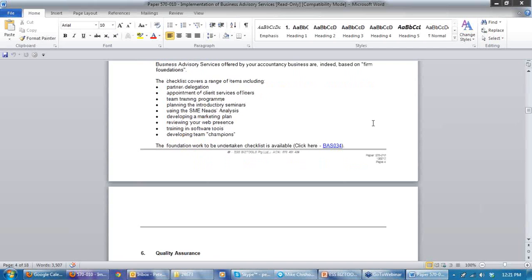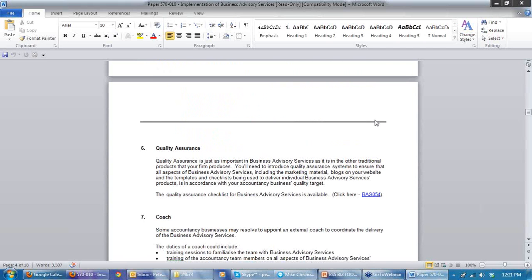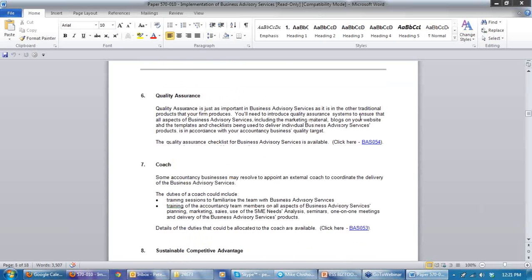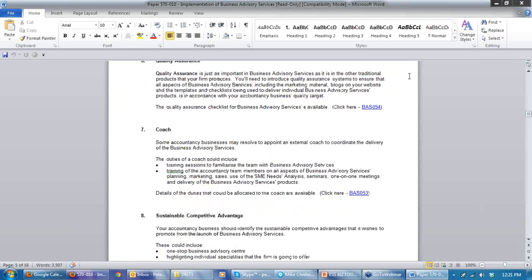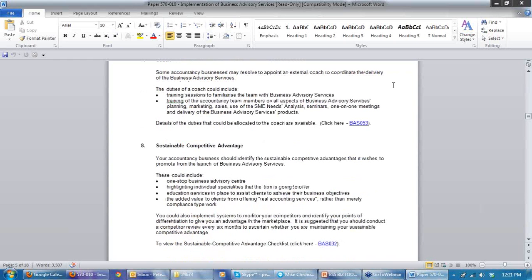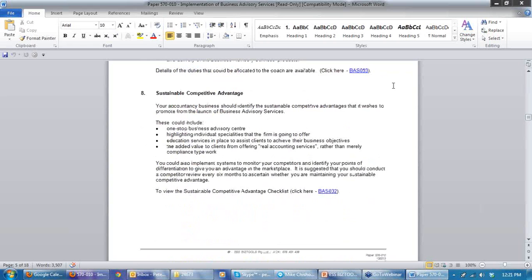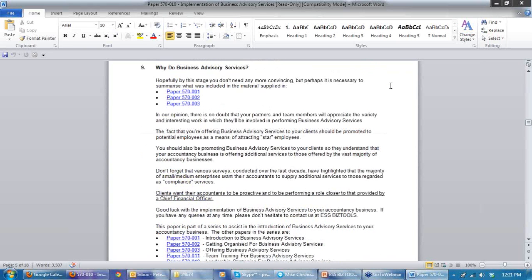Obviously, quality assurance is also important. As business advisory services becomes a bigger issue, the Institute and the CPAs will be introducing, I've got no doubt, their quality control reviews to look at business advisory services. Some firms employ a coach, and in the material we have a list of the coaches that we know of. And obviously what you're trying to do here is to obtain a sustainable competitive advantage. And why do you do business advisory services? An appropriate question.